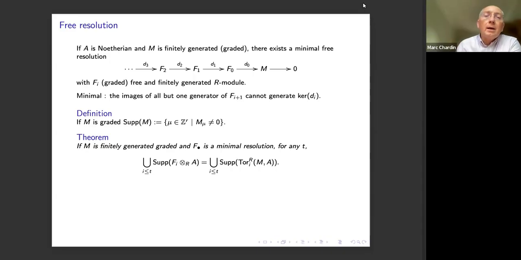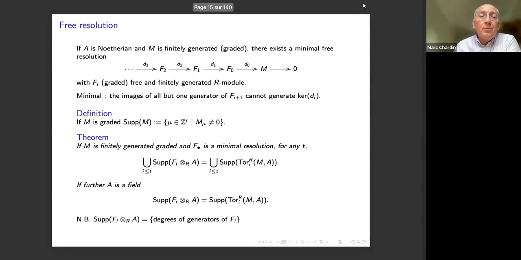Maybe I will put the subtitle. I mean, the support of F_i tensor A is just the degrees of the generators, because when you tensor by A, you kill the action of the variables. So what is on the left, the support of F_i tensor A, is the union of the degrees of generators of the first part, F_0 to F_i, in the minimal resolution.